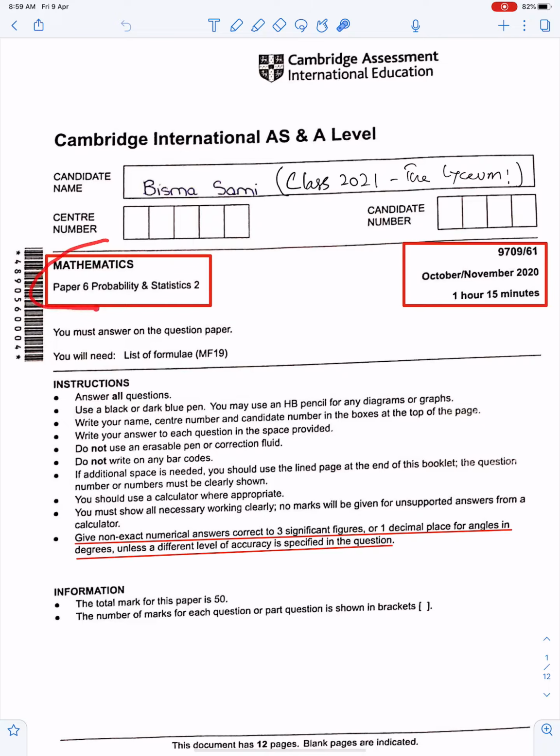In this lecture, I will discuss the solutions of S29709 component 61 of November 2020. And for this, I am using the work of an outstanding and one of my best students, Ms. Bisma Sami of class 2021, the Lyceum. Well, all instructions are very important, especially this last one. Give non-exact numerical answers correct to three significant figures, or one decimal place for angles in degrees, unless a different level of accuracy is specified in the question. Make sure you follow all the instructions, especially this last one.